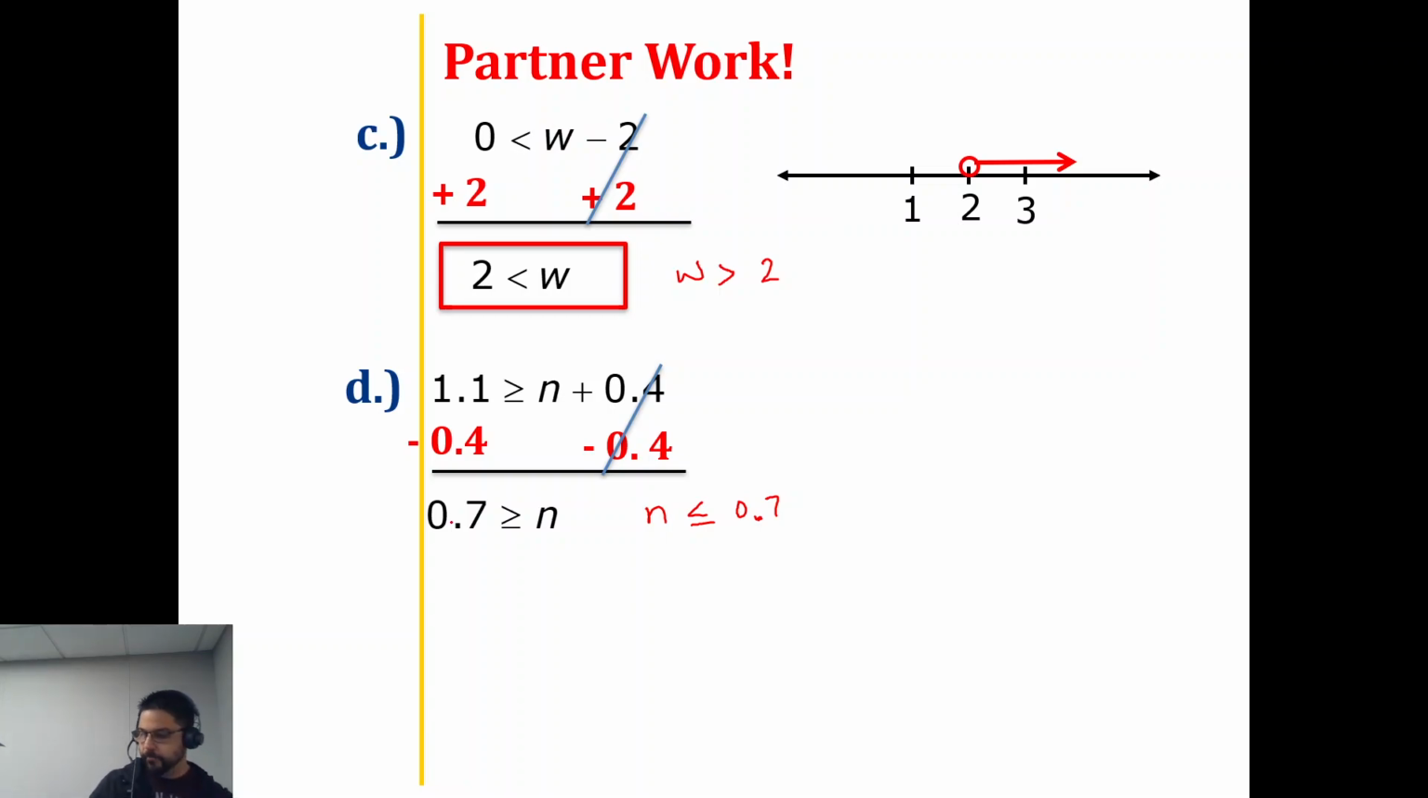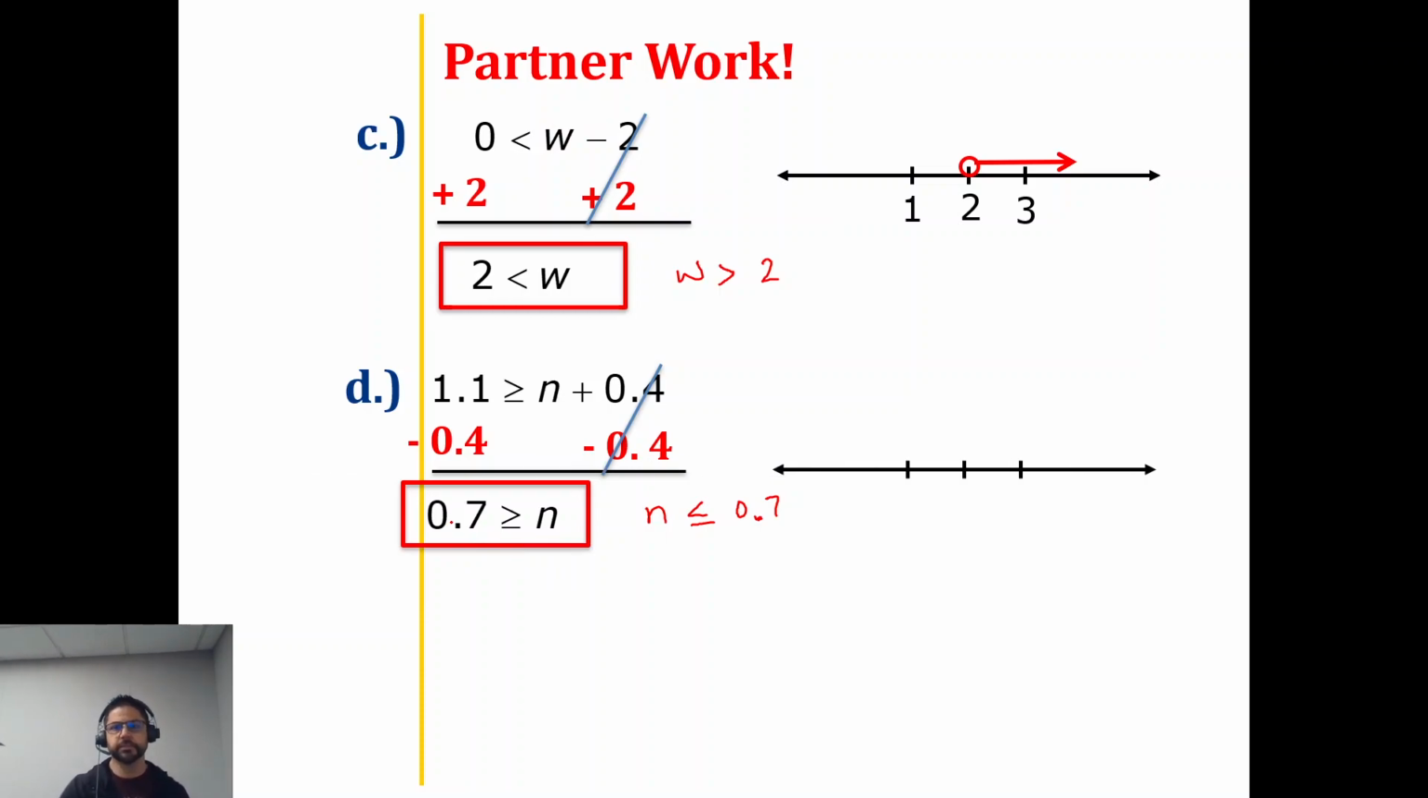So when we graph it, we are going to remember that it will be a closed dot. Closed dot on 0.7. And the shading, and again, this is why we do it written with the variable on the left-hand side. n is less than or equal to 0.7. Well, that's going to be the 0.6. Or again, the shading goes to the left because it looks like it's pointing to the left. So again, just a quick refresher.